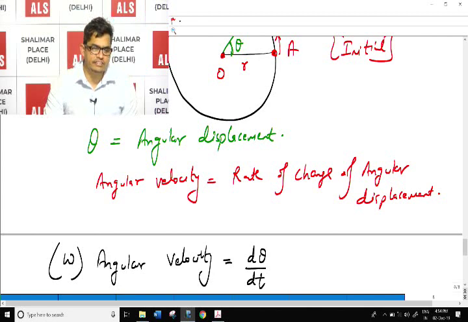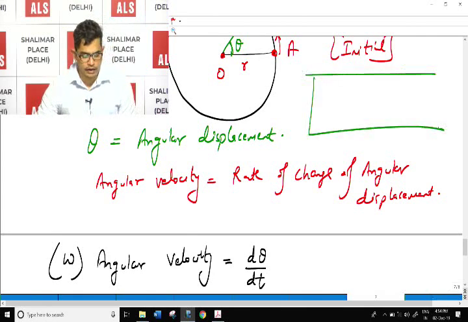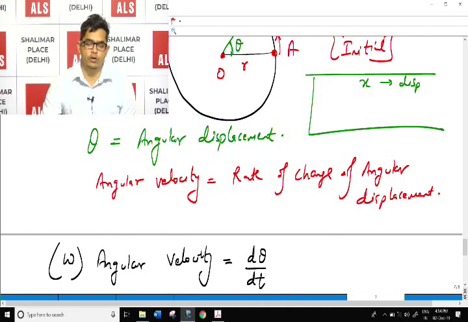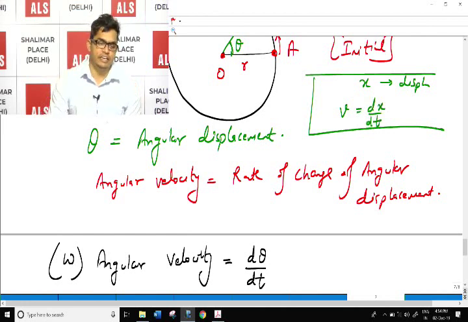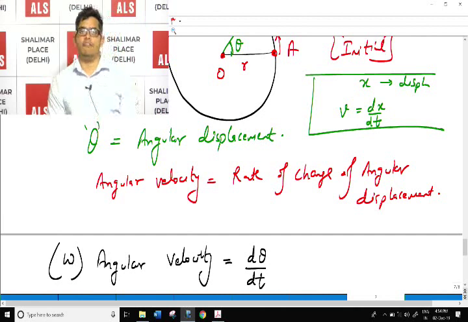It is very much the same. Focus here on what I am writing in the green color. In the linear motion, x was displacement, isn't it? And what was the velocity? Velocity was dx by dt. The only difference here is that instead of x, we have displacement in terms of angle, angular displacement. And just like motion in a straight line, where velocity is defined as the rate of change of displacement, angular velocity is the rate of change of angular displacement. So d theta by dt.